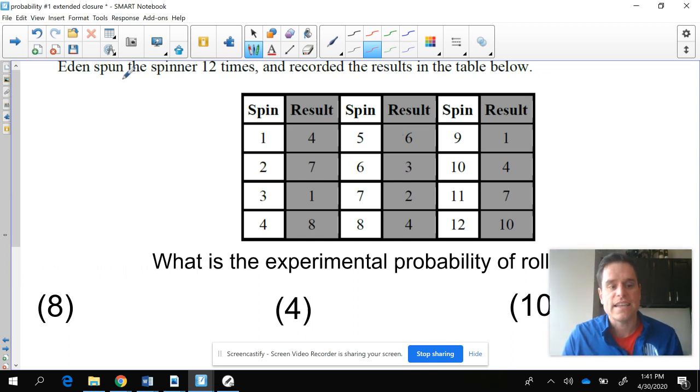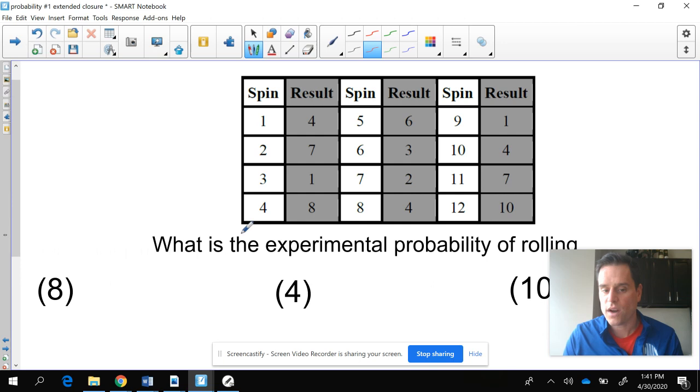So let's read it. It says, Eden spun the spinner 12 times and recorded the results in the table below. Okay, so the spin, 1, 2, 3, 4, 5, 6, 7, 8, 9, 10, 11, 12. Really, this is meant to kind of confuse you, but look right here. Look at the results. Okay, you have a 4, a 7, a 1, an 8, a 6, 3, 2, 4, 1, 4, 7, and 10. And I want you to tell me, just looking at this data right here, what is the experimental probability of getting an 8?